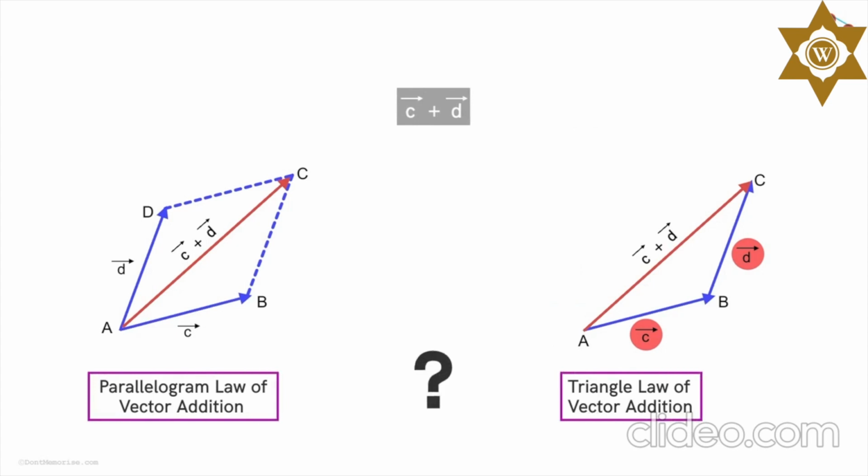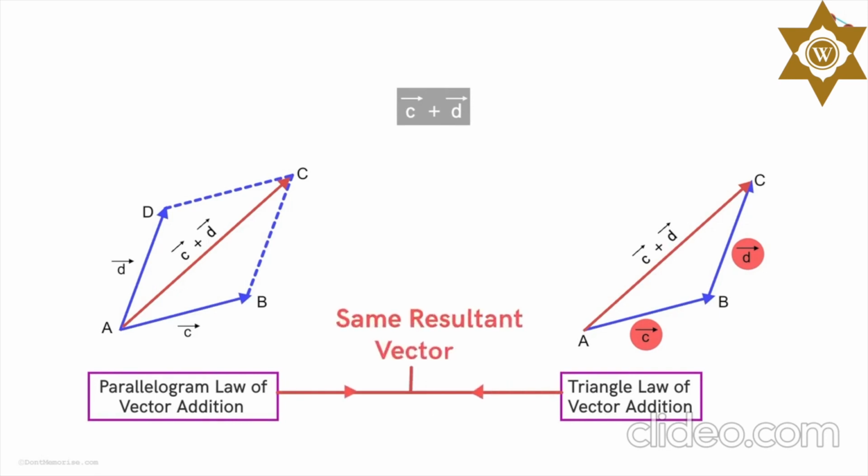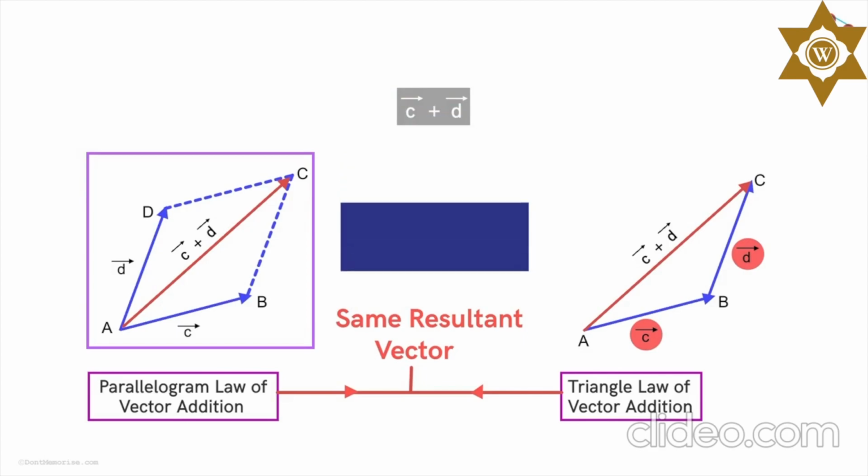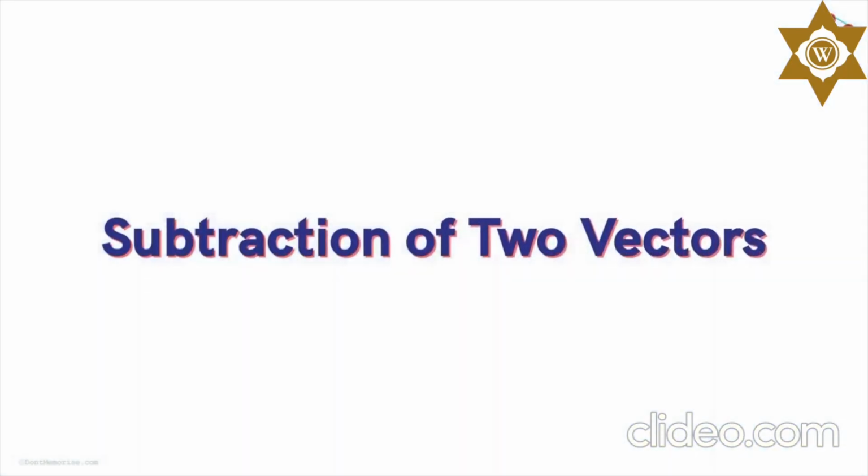Which one should we follow to find the vector sum? Actually, both the laws give us the same resultant vector. These two laws are equivalent to each other. We will see this in the next lesson. Here, we saw how to add vectors. In the next lesson, we will also look at how to subtract two vectors.